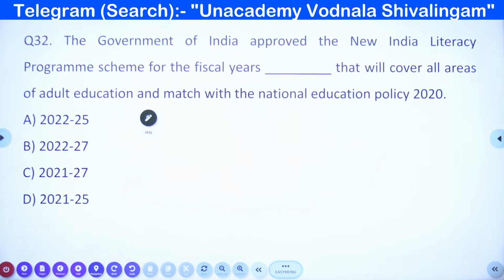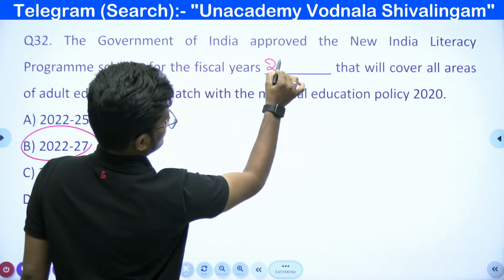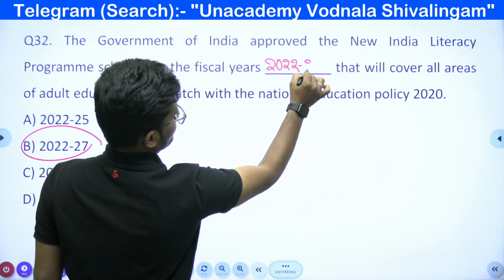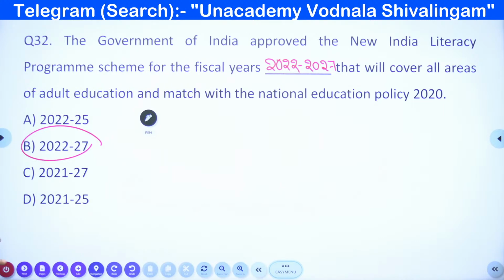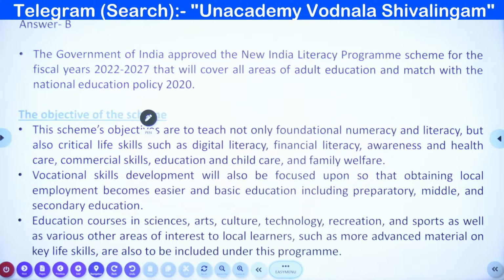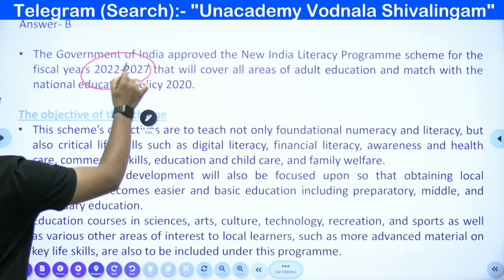Last and final question of this session. The Government of India approved the new India Literacy Program scheme for the fiscal years dash that will cover all the areas of adult education and match the National Education Policy 2020. What are the fiscal years? Option B, 2022 to 2027. It will be till 2027.